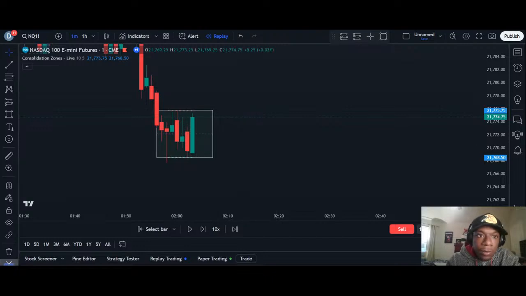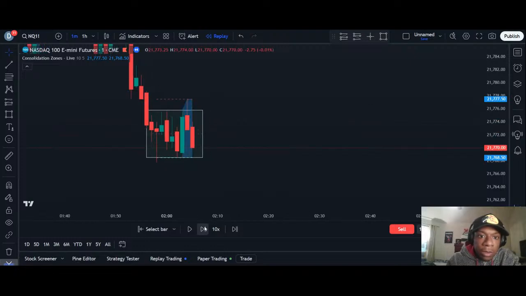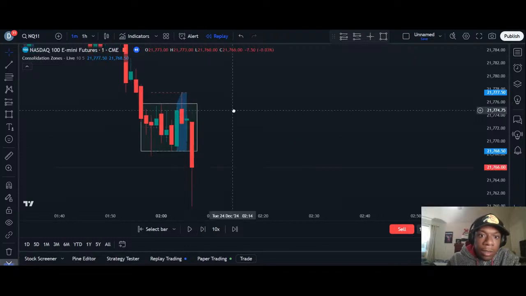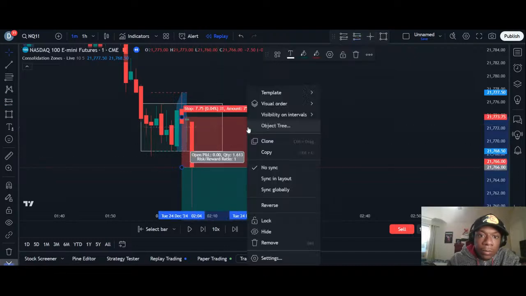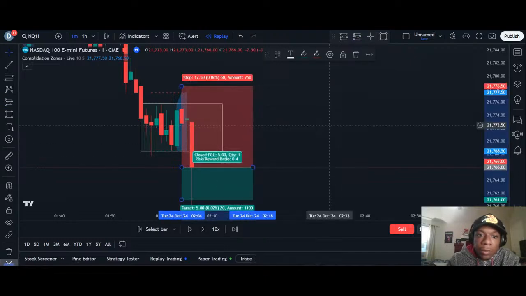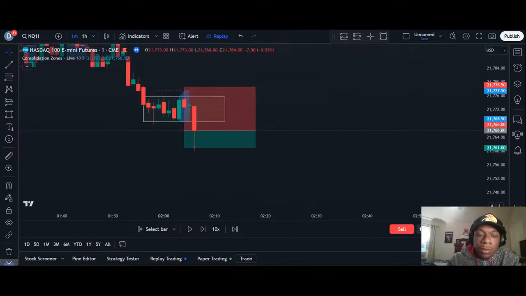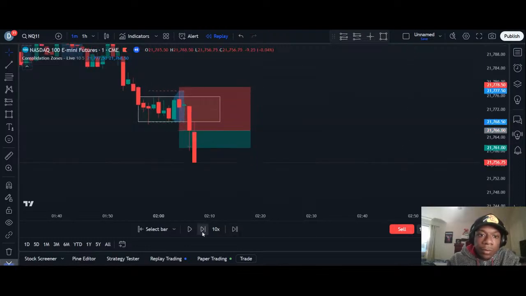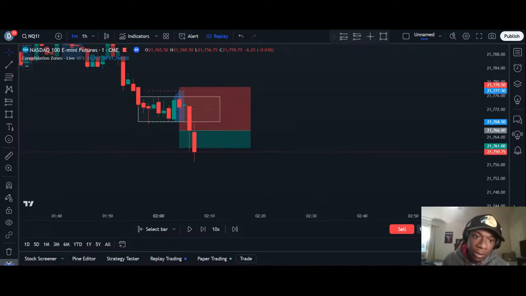That's impossible. All right, so we got the consolidation zone. We did not close above the zone. We're going to keep waiting. Boom, we got the close below. So we're going to place ourselves a position. TP1, 20 tick TP for a 50 tick SL. Let's see if we hit. TP smash. So as y'all can see, usually the first trade of the day goes smooth.